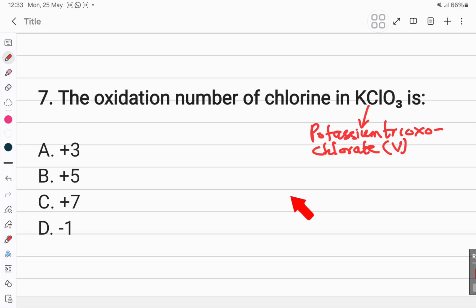Now, the first thing we are going to do is assign the oxidation numbers of this element today.